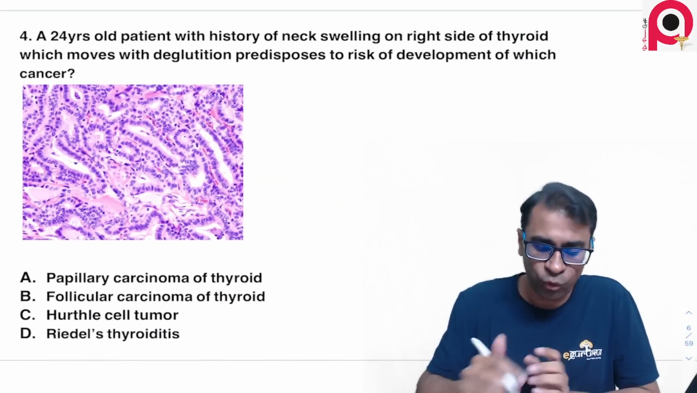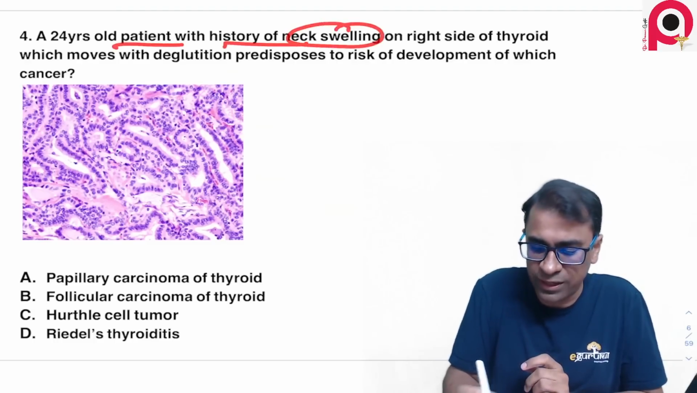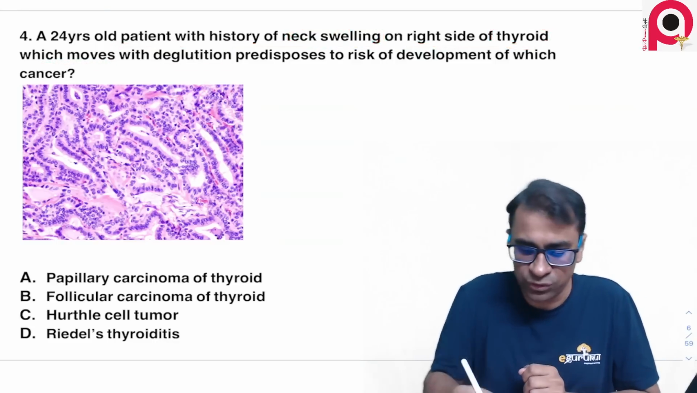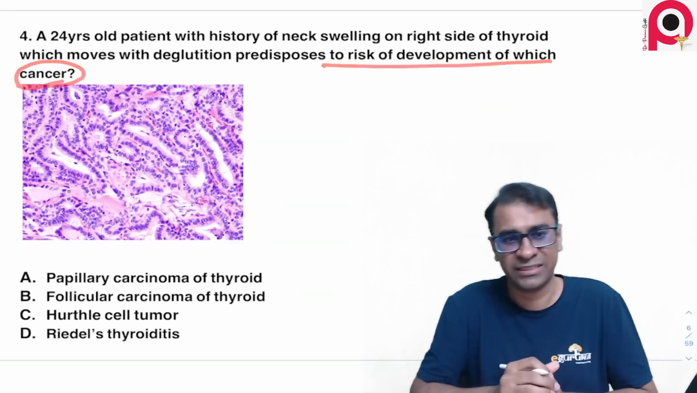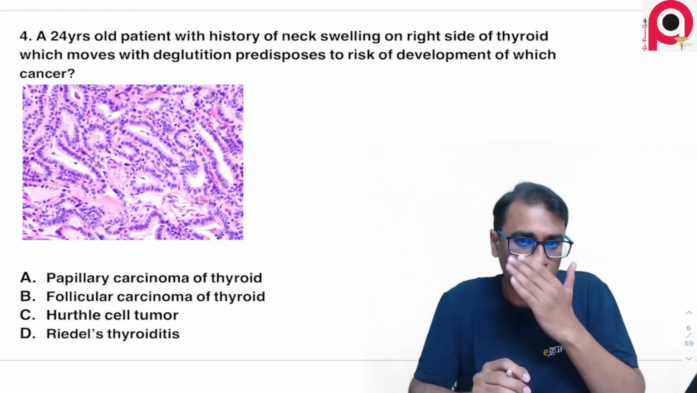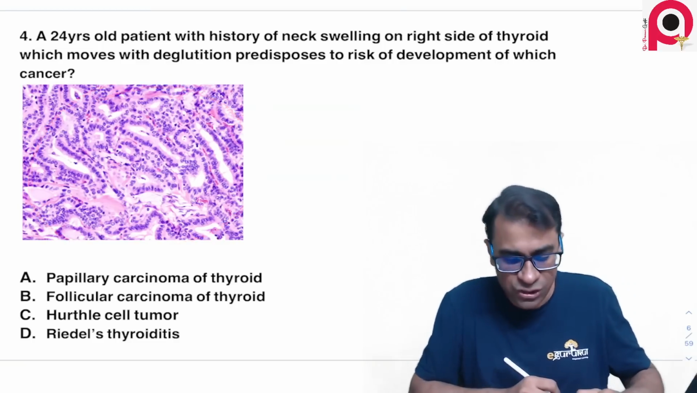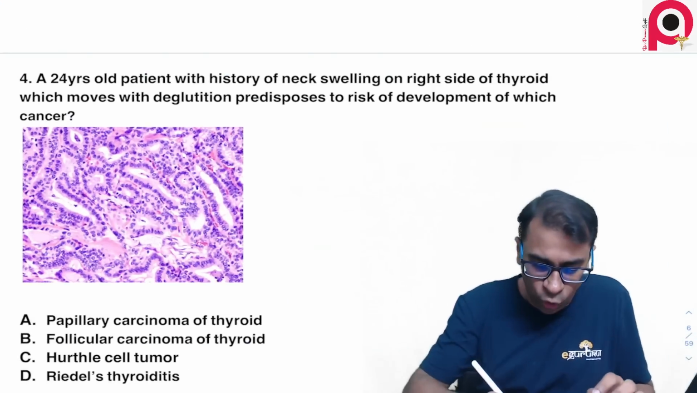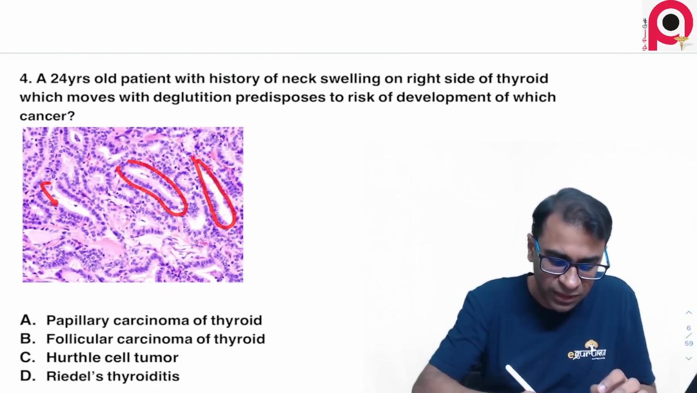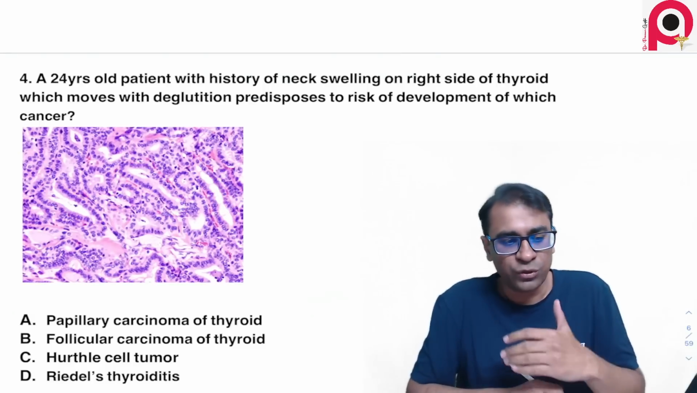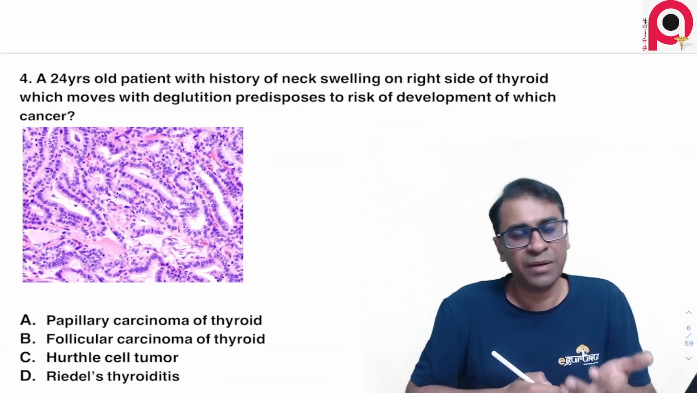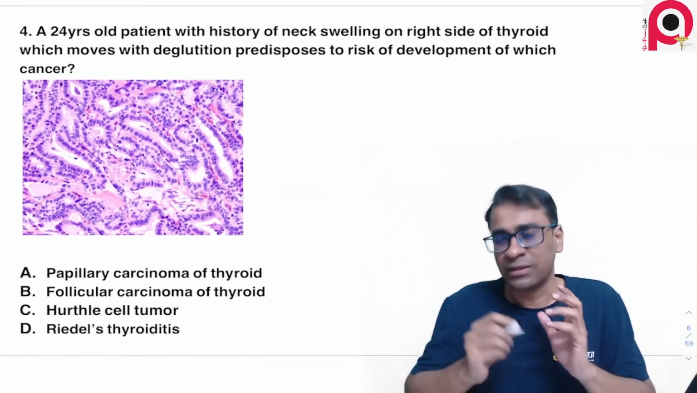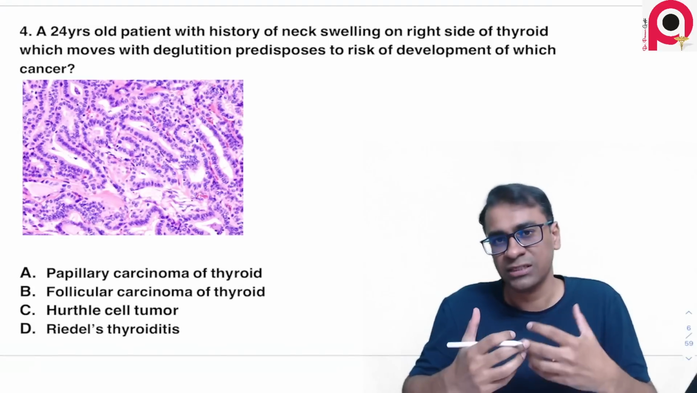A 24-year-old patient has a history of neck swelling on the right side of the thyroid, which moves with deglutition and predisposes to the risk of development of which of the following cancers. So this question is talking about this histology. Now in this histology, you can see all of these cells actually have a papillary structure. All this papillary structure here is quite visible, and therefore the answer is papillary carcinoma. So in this image, most of my students have recalled that it was not showing Orphan Annie nuclei, but thankfully, sir, it was very clearly showing us a papillary pattern.